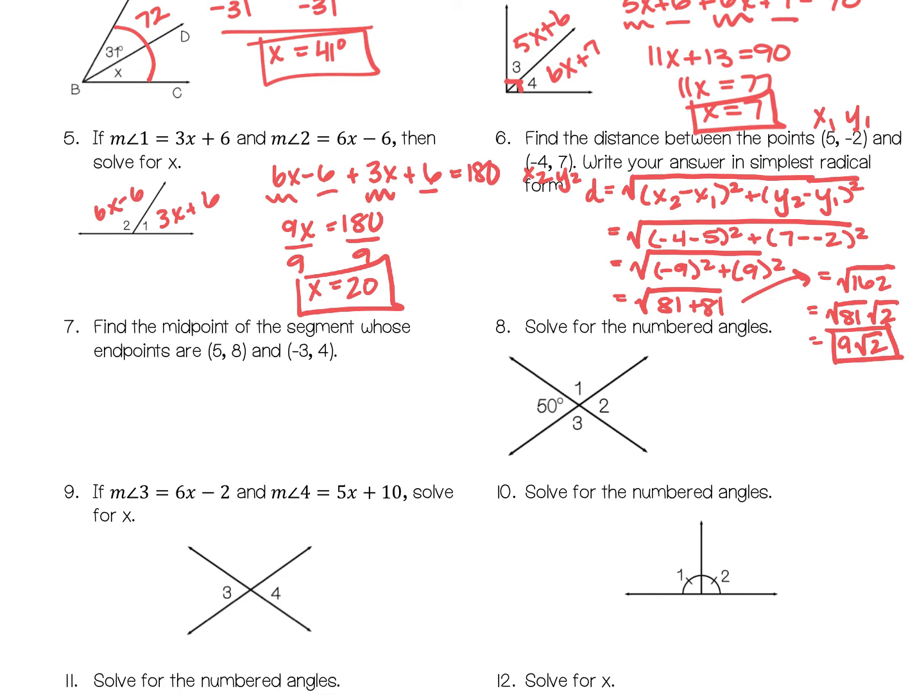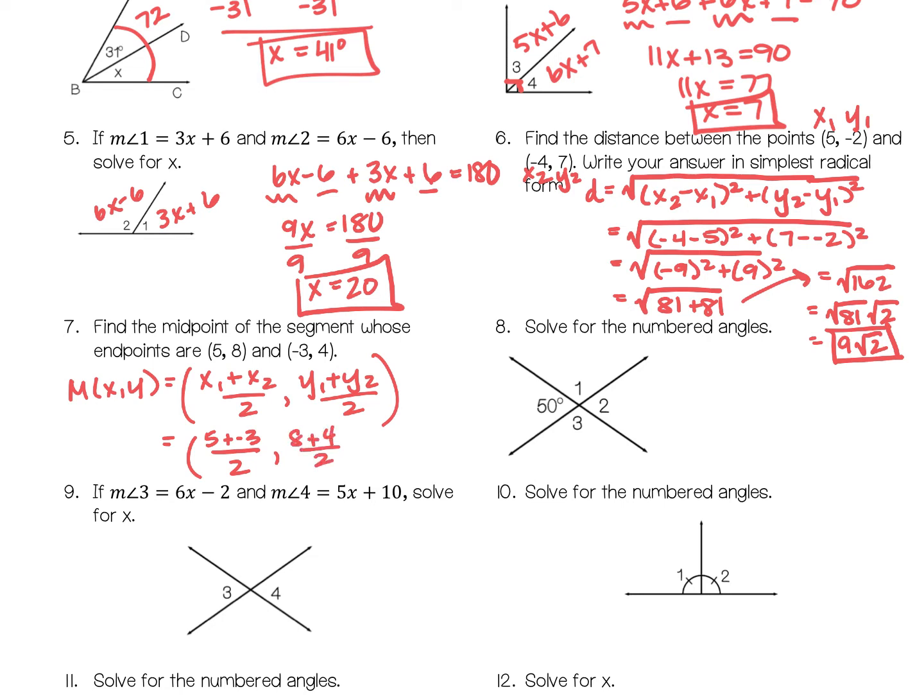For number 7, finding a midpoint. So the midpoint formula is add the x coordinates together, divide by 2, add the y coordinates together, divide by 2. So this one would give us 5 plus negative 3 divided by 2, 8 plus 4 divided by 2, and then that simplifies down to 2 over 2 and 12 over 2, giving a final answer of an ordered pair of 1, 6.